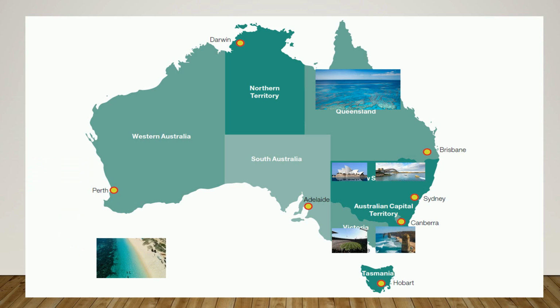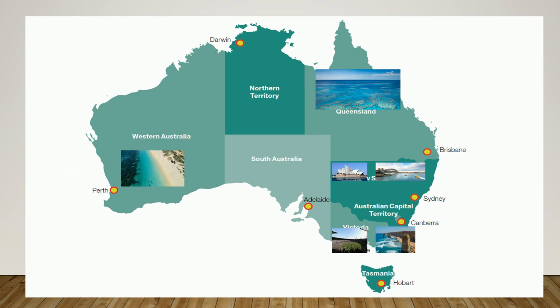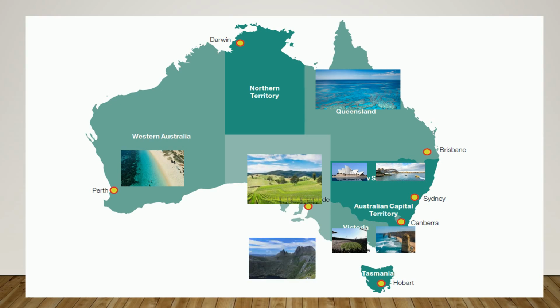For Western Australia, you can see Western Australia, Perth. So WAP, wireless application protocol, is a protocol to access information over mobile networks. So it's again a mnemonic you can use to remember. South Australia is Adelaide.